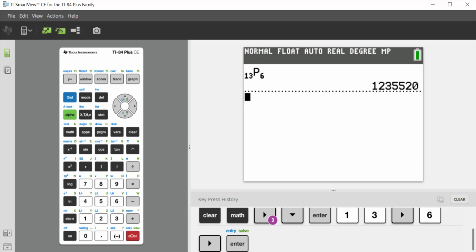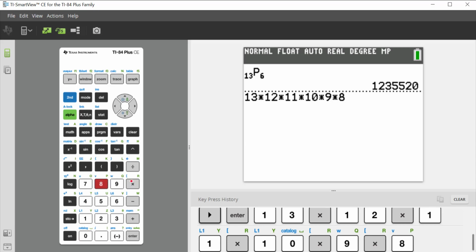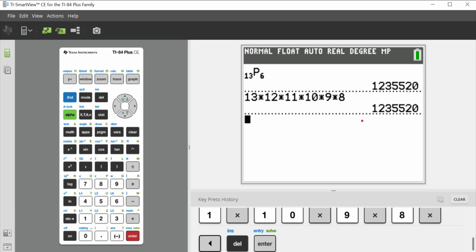Now, just so I show you, if you remember what we said, that was 13 times 12 times 11 times 10 times 9 times 8 times the 7 factorial, so I already don't need that. I'm going to delete the 8. There we go. The 7 factorials divide away, and notice that's the same value. So using the 13P6 or just the nPr permutation feature within your calculator is perfectly fine.